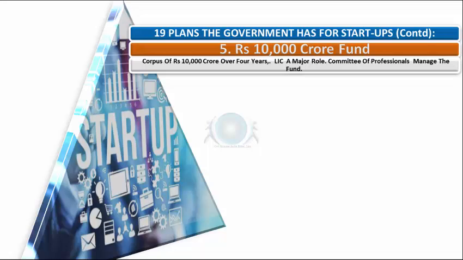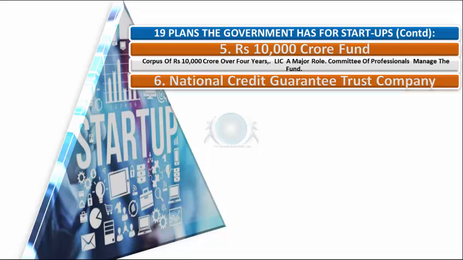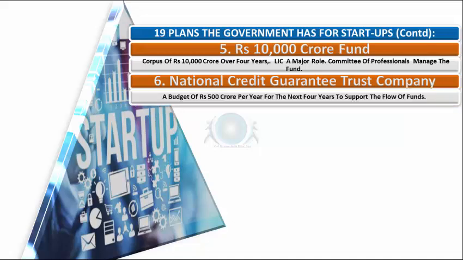Now, the sixth scheme is the National Credit Guarantee Trust Company. This is basically an entity that is conceptualized with a budget of 500 crore rupees per year, and for the next 4 years it will have a support flow of funds to the startup companies released through this. It is an important institutional arrangement.